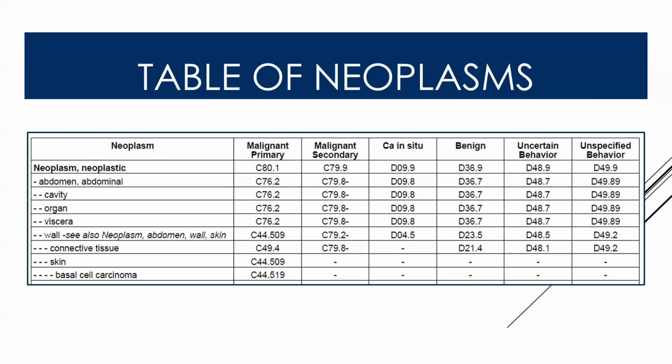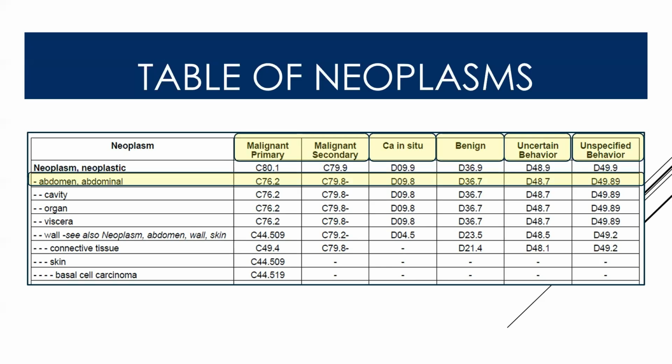The table of neoplasms is a list that gives the codes for neoplasms by anatomical site. For each site, there are 6 possible code numbers, depending on whether the neoplasm in question is malignant, in situ, benign, of uncertain behavior, or of unspecified behavior. The description found in each column will lead you to the correct code choice. Once you have the recommended code, you again will go check it in the tabular list.